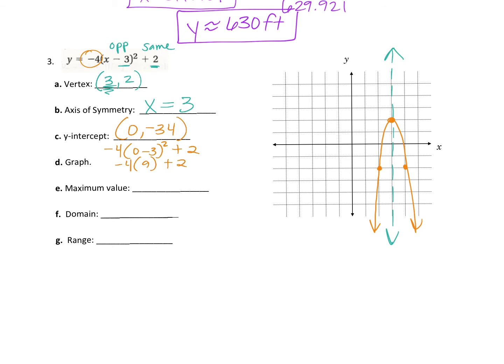Your maximum value, that's always the y value. So your max would be 2. Your domain is always all real numbers. And then your range is y should be less than or equal to that same y value. Remember, this is the one where this number and this number and this number should all be the same.